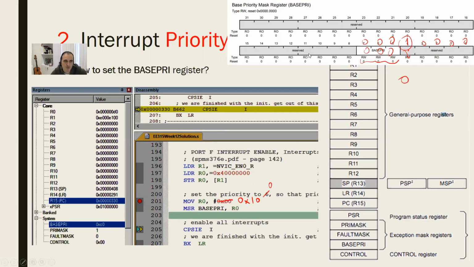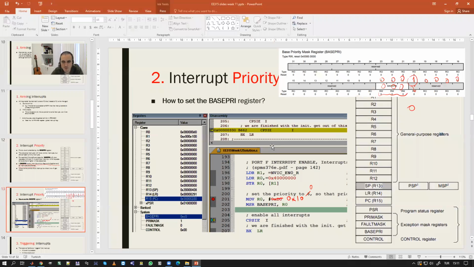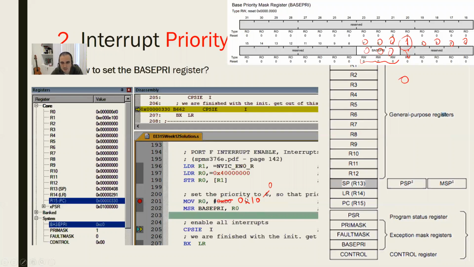You cannot write over them. They are always zero. So let's try something. Okay, let's try something. You tell me the value. Okay, you tell me the value.